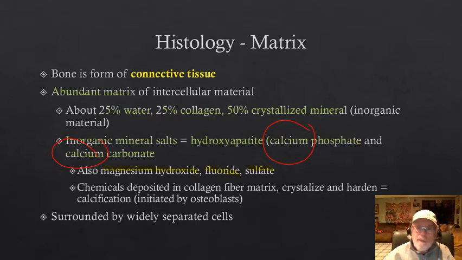Okay. Now the important part about these hydroxyapatite crystals is they require a collagen matrix to be able to form. So the bone has to have this collagen matrix, or this latticework, or web of collagen fibers, to allow something for those crystals, calcium phosphate, calcium carbonate, the magnesium hydroxide, and so on, to be able to form on. If they don't have that, it won't work.